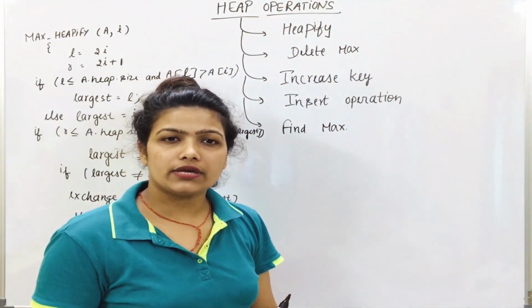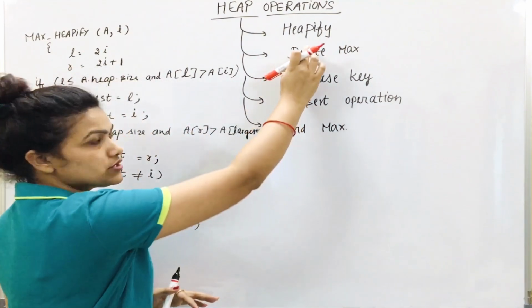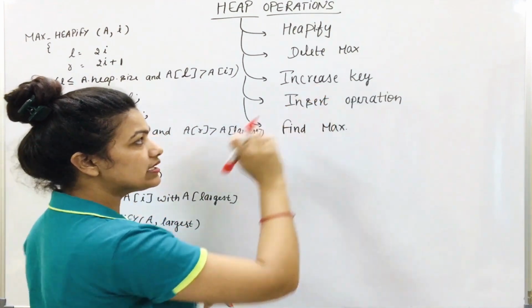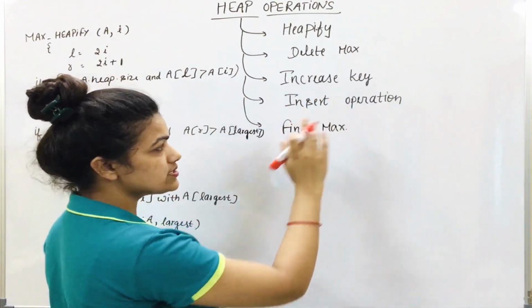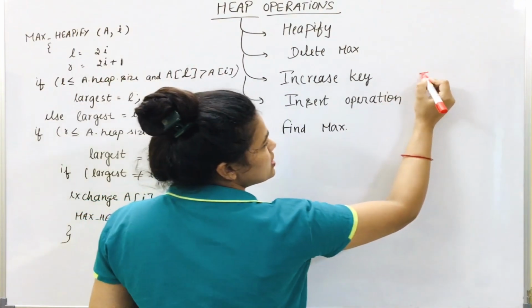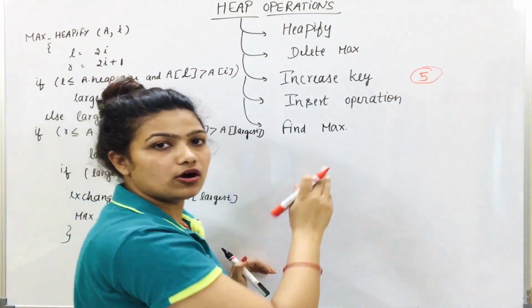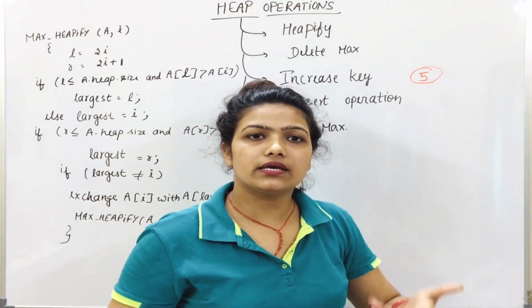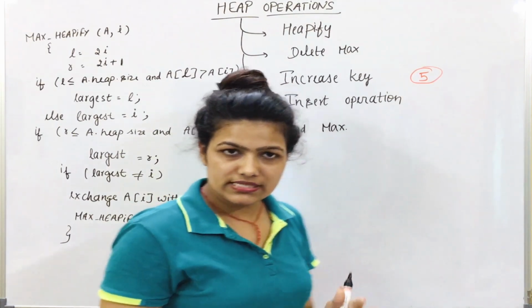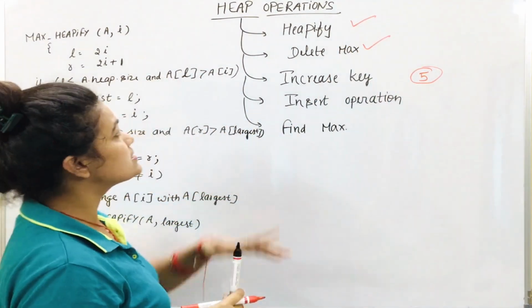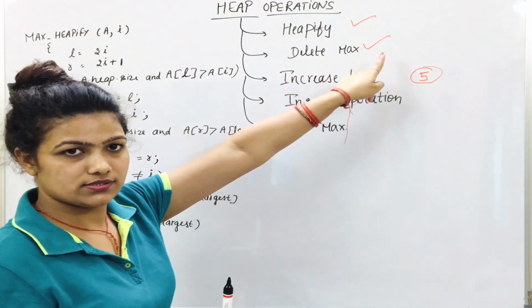We have basically 5 basic heap operations. First one is heapify, second one is delete max, third one is increase key, and fourth one is insert operation. Finally, find maximum. We will study these 5 basic operations on heap. After that, we will go to heap building and heap sort. So in this video, we will cover the first 2 operations on heap, that is heapify and delete max.